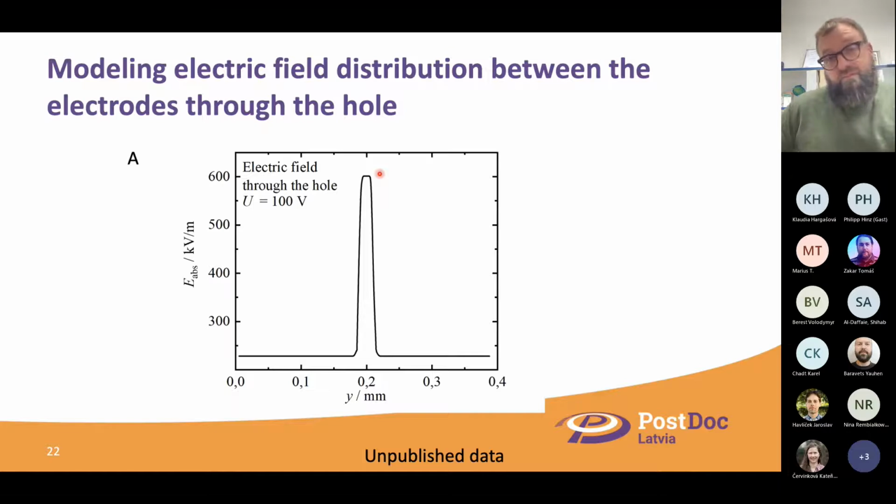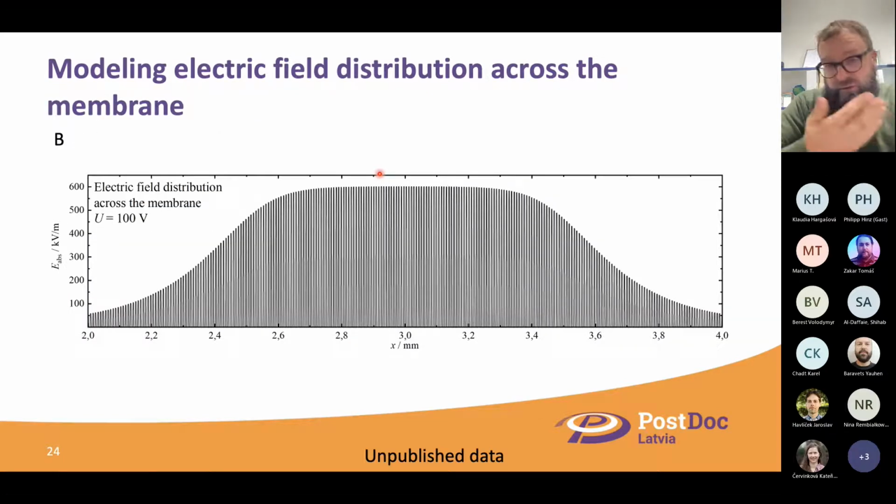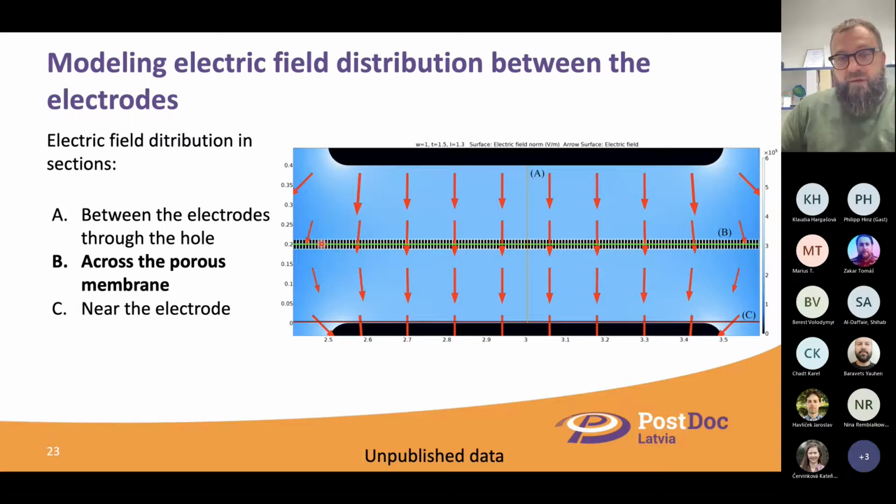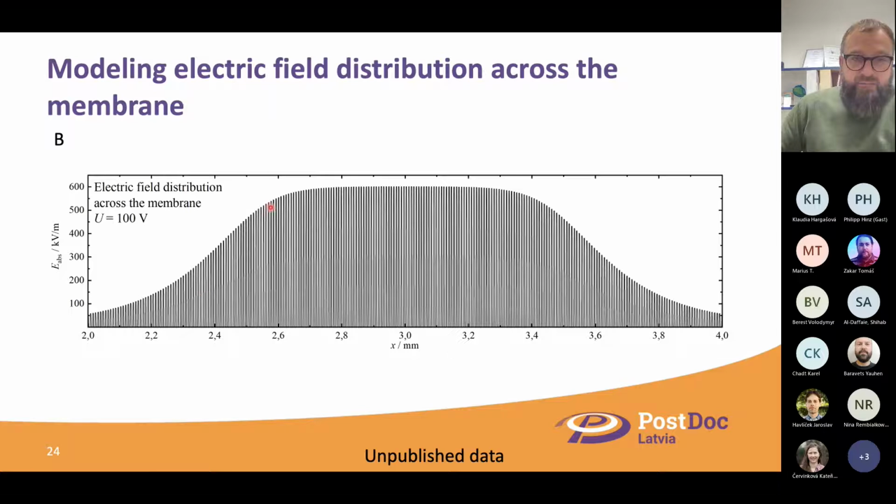It's good to know, because when we start dealing with mammalian cells, we really need to keep such effects in mind, because we don't want to kill them. If we look at how the electric field distribution looks across the porous membrane, it looks like a lot of spikes going through the whole area of the treatment chamber.